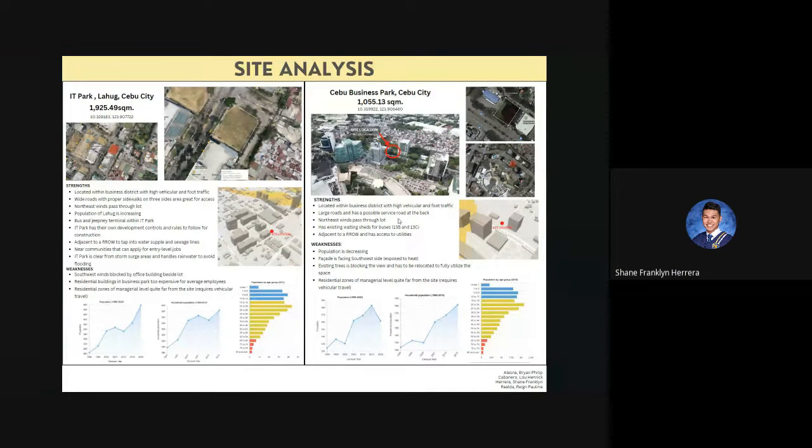For the second site, sir, it's in Cebu Business Park, in Ayala. The strengths are that it's located within a business district, so there's high vehicular and foot traffic. There are also large roads. The northeast winds pass through the lot and there's an existing waiting shed. The weakness we identified earlier is that there were trees on the site, so those would have to be uprooted or relocated somewhere else. Then it's in a residential area, so the managerial level would be quite far from the site. Next slide, please.